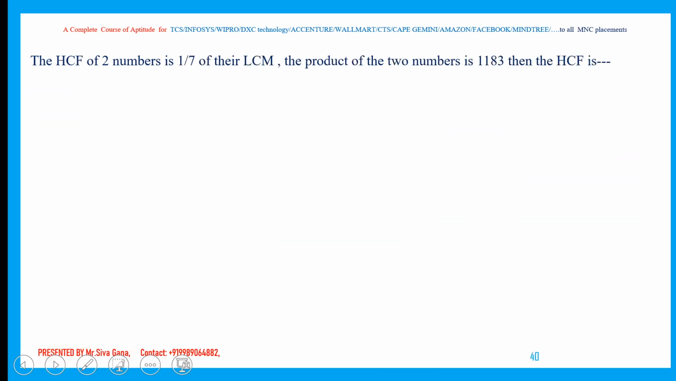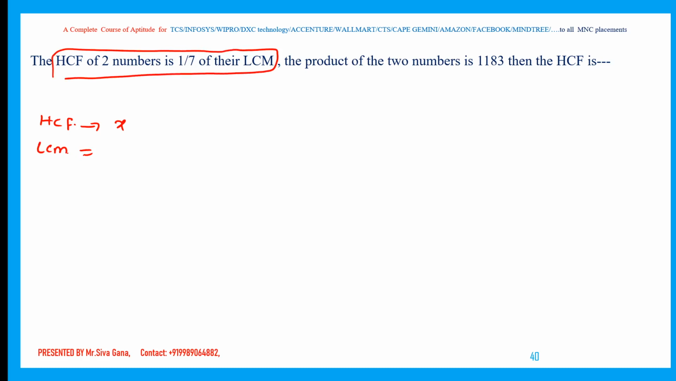Next question. The HCF of two numbers is 1 by 7th of their LCM. Easy question. The product of the two numbers is 1183. Then the HCF is very simple, right? If we take the HCF as x, then how much is the LCM? Based on 1 by 7th of their LCM, the HCF is x and the LCM is 7x.